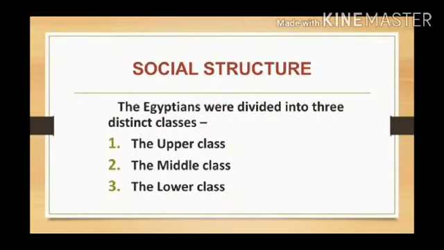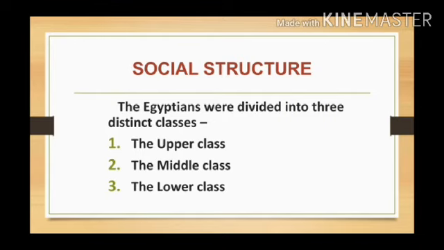The Egyptians were divided into three distinct classes. They were the upper class, the middle class, and the lower class. The upper class society was the high profile society. Those people who were very rich belonged to this class. It consisted of the royal family, rich landowners, high ranking priests, government officials, and doctors.